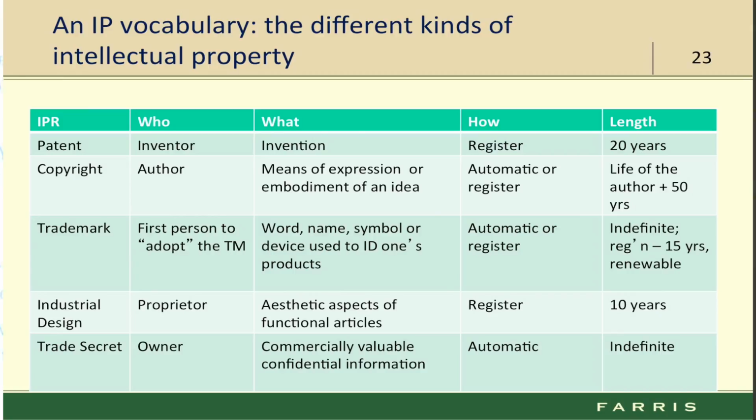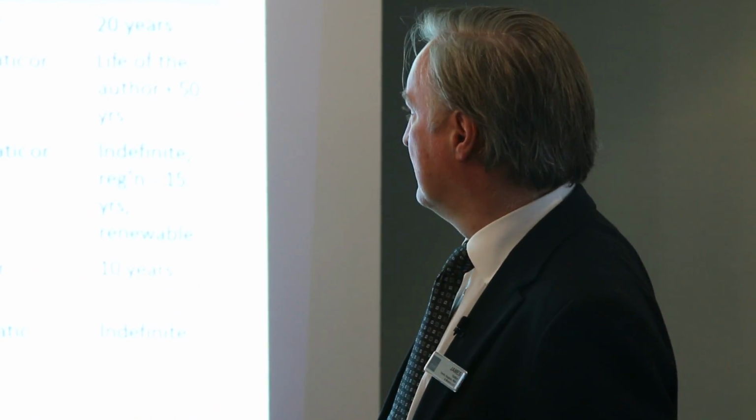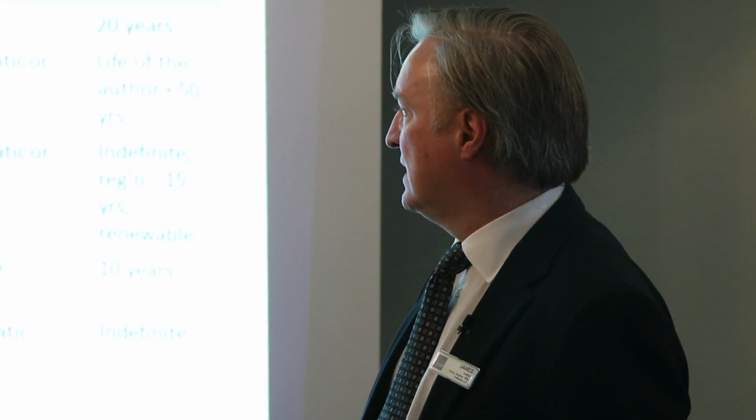So here's a little slide on what the different kinds of intellectual property are. Patent, I think, is a very complex area. We're probably not going to spend a lot of time on that today, but certainly it protects the idea of the product or how it's manufactured or of a business process. This is a very specialized area, so we'll just talk a very little bit about patents.